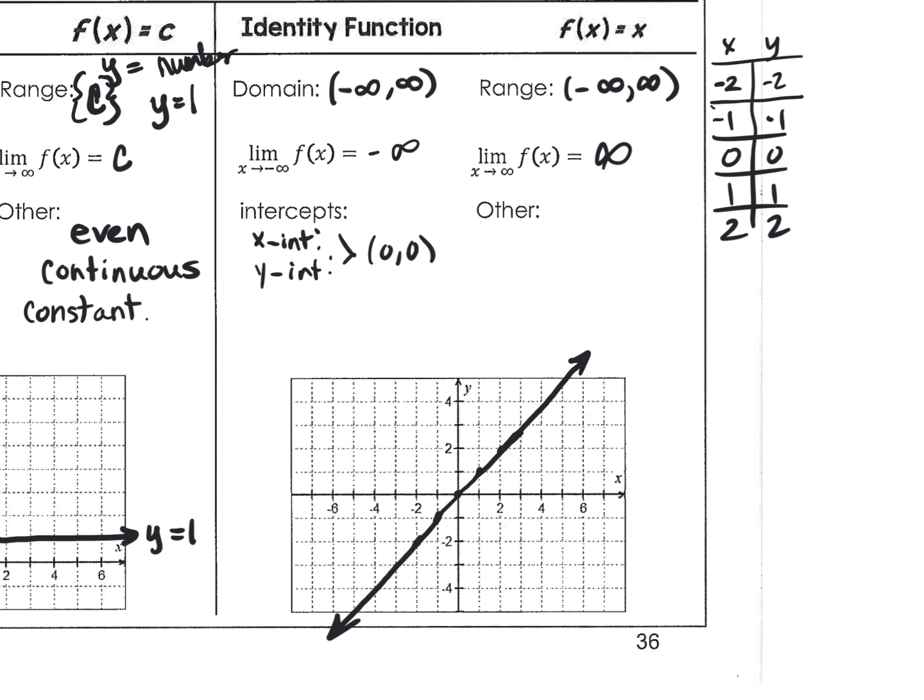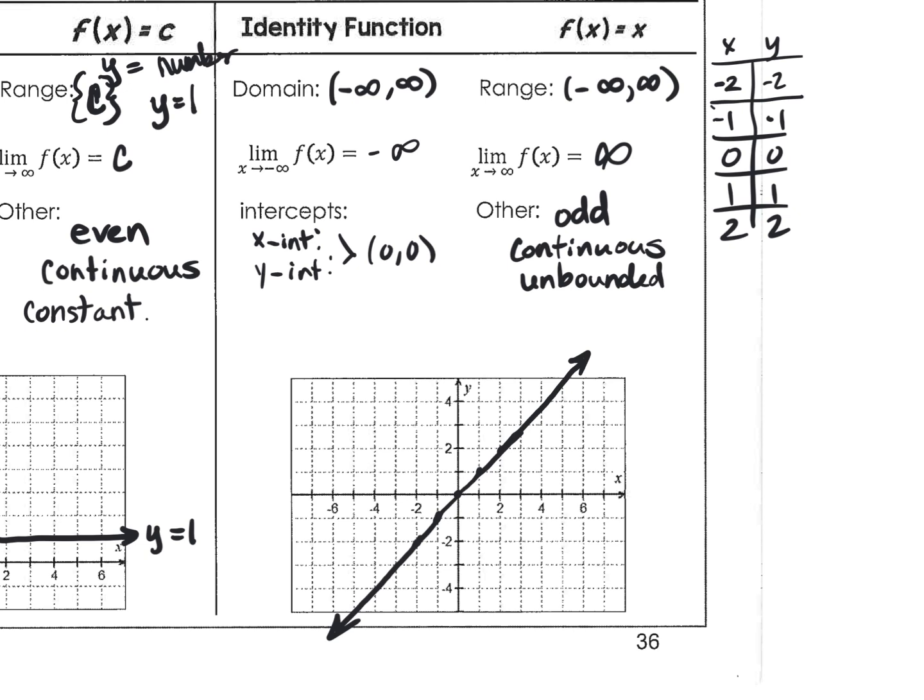Is this guy odd, even, or neither? Well, it's clearly not even, huh? Would it be odd? Yeah. You could rotate it back around 180, can't you? So it's odd. Good. Is it continuous? Yep, it's continuous. Okay. Is it bounded? No, it's completely unbounded, isn't it? So it is unbounded.